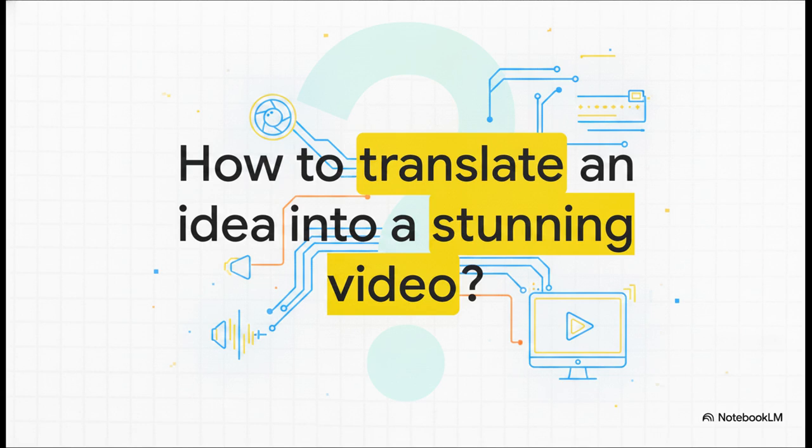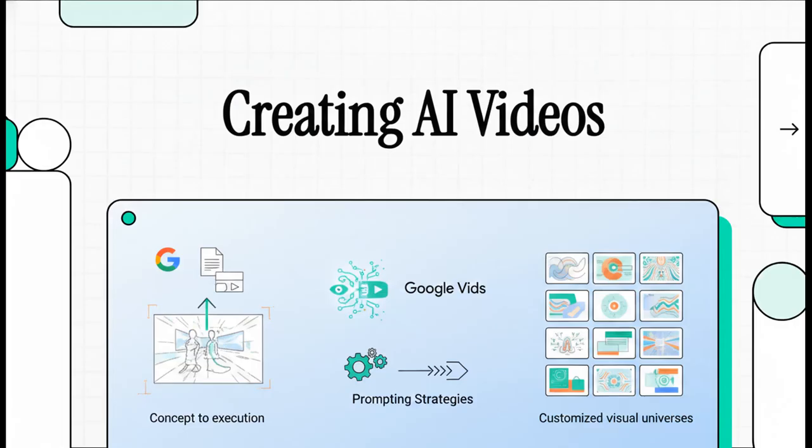That blinking cursor, it's incredibly intimidating. But what if the barrier between your big idea and a polished final product was just a few lines of strategic text? Well, welcome to today's Explainer. We are going to be completely demystifying the whole video creation workflow using Google Workspace, Gemini, and Google Vids. We'll be unpacking the exact prompting strategies that can take you from a rough, back-of-the-napkin concept straight through to execution. So if you want to learn how to leverage AI to scale your creative output, save yourself a literal ton of time, and build completely custom visual universes, you're in exactly the right place.